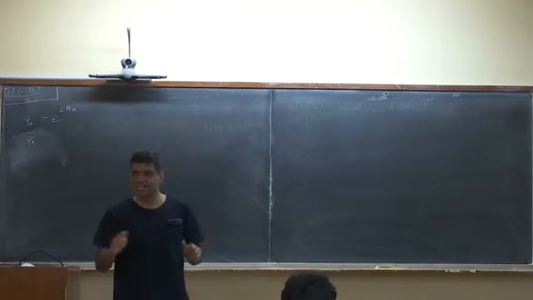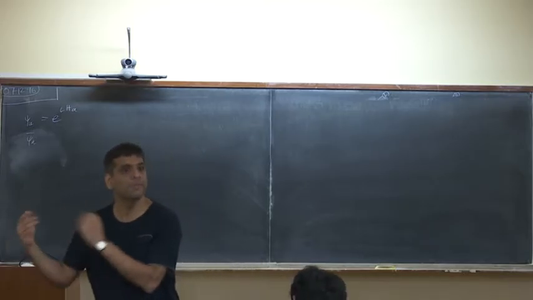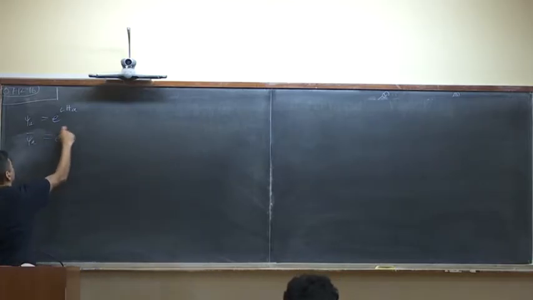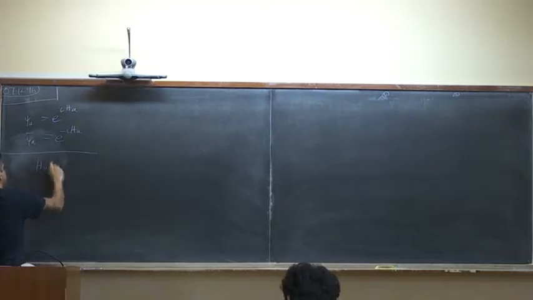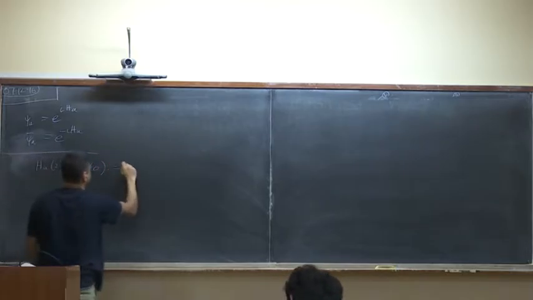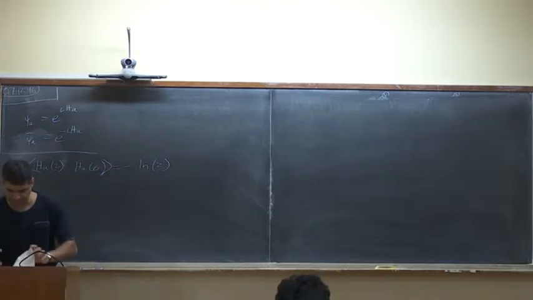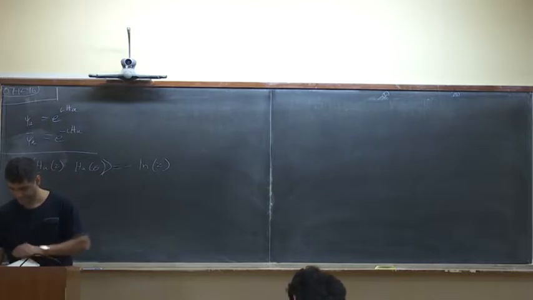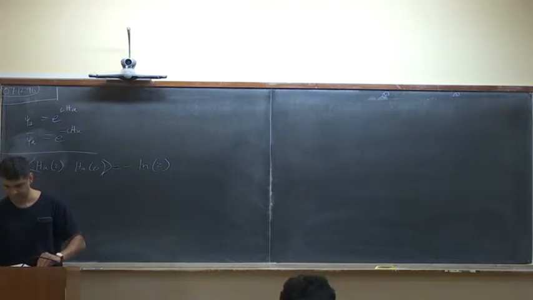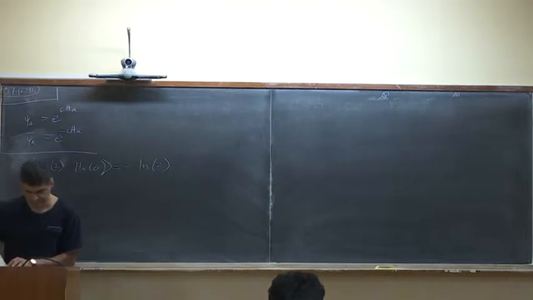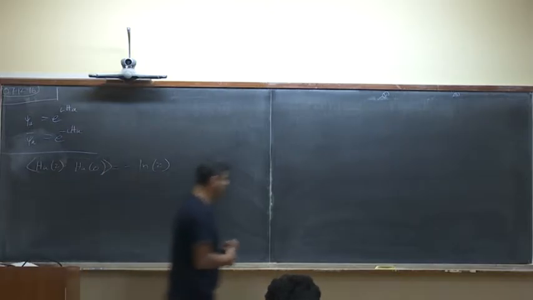Remember, bar is different from tilde. It's just psi 1 plus i psi 2 over square root 2, psi 1 minus i psi 2 over square root 2, equal to e to the power iH_A and e to the power minus iH_A. And each of the H_A of z, H_A(z)H_A(0) is minus log z.